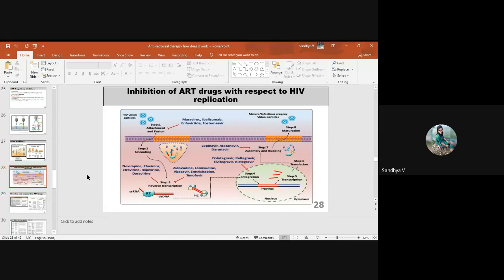Then step 4 is integration. By the use of accessory genes, this pre-integration complex will move on to the nucleus. Here you can see the integrase enzyme will play the main role. So drugs like dolutegravir will target the integrase and stop the pre-integration complex from integrating with the host genome. Then, as I already said, there are maturation inhibitors which are needed at the budding site. At the budding site, you will see the proteins here. These are the proteins which are needed for the mature infectious virus. So it will target this complex and make the virus not infectious, which is an immature virus.